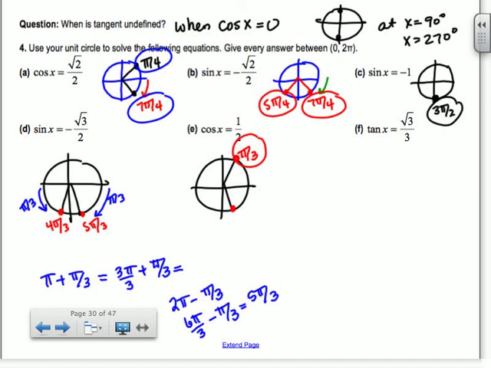Now this other point is located that same radian measure away from 2 pi. Does this make sense? You're basically going to take 2 pi and subtract out pi over 3. Well, we just did that. We said it's 5 pi over 3. So we get 5 pi over 3.